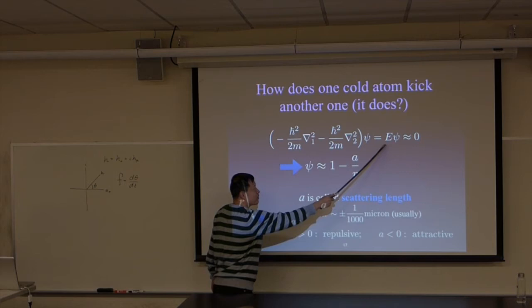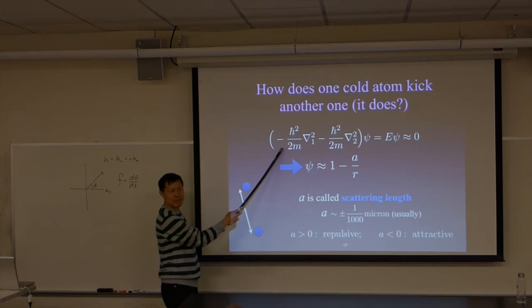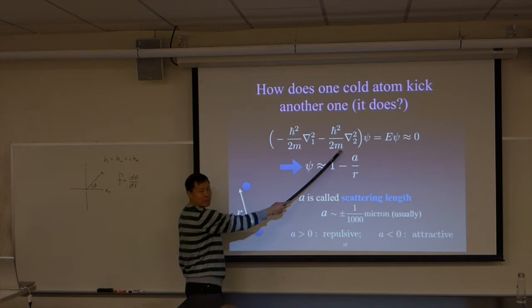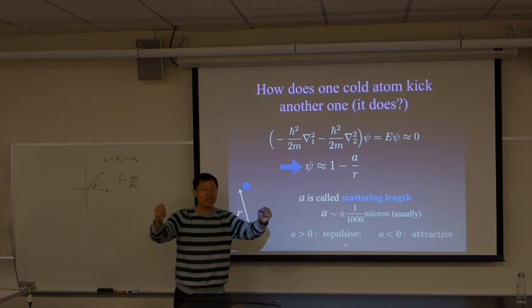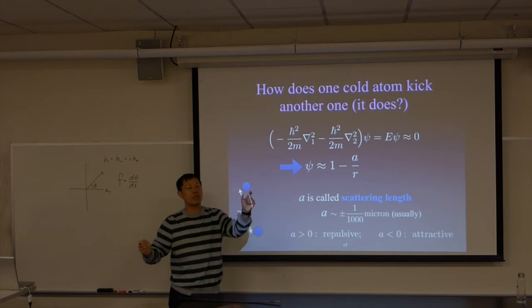In this equation, on the left side, in the Hamiltonian, I have two terms. Kinetic energy of one atom, kinetic energy of the other atom. In principle, I also should include the interaction potential energy between the two atoms. But the atoms are very tiny particles. The range of their interaction is very small. The characteristic range of the interaction between cold atoms is on the order of a nanometer.